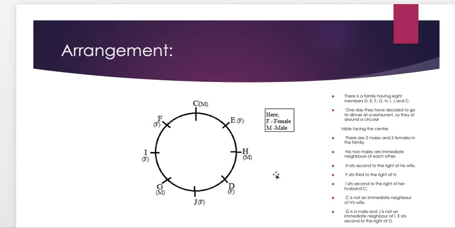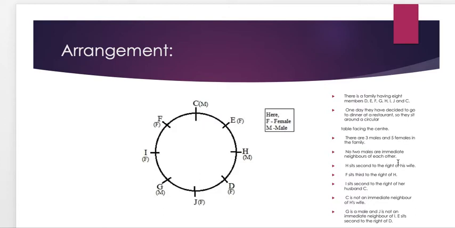C is not an immediate neighbor of H's wife. They mention that C is not an immediate neighbor of H's wife. So C should not come here or here. And also C should not come here because that is next to a male. No two males sit adjacent to each other, it is given in the details. So C should not come here. So obviously C comes over here.